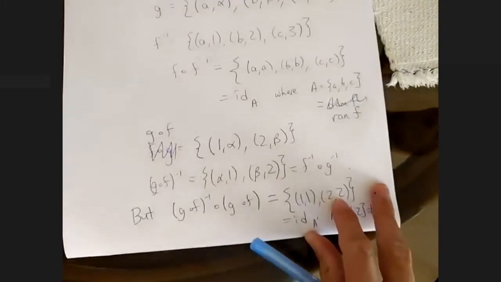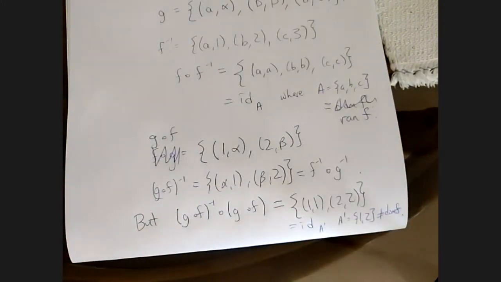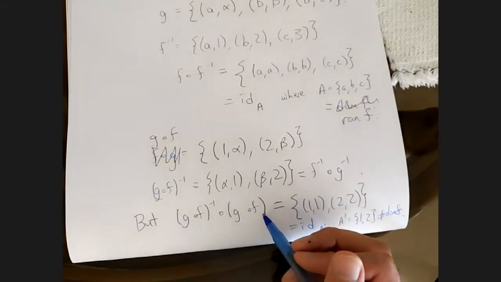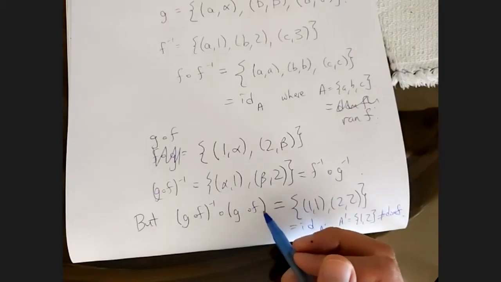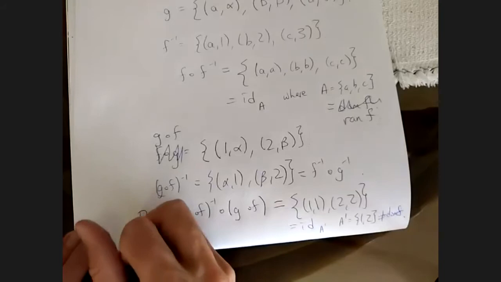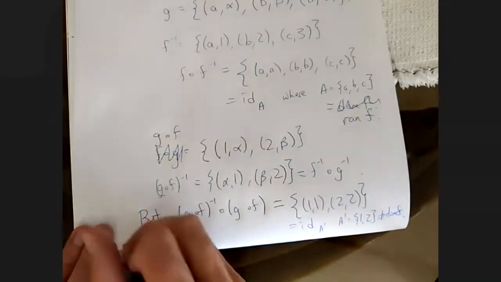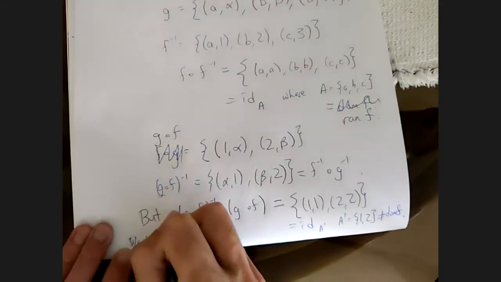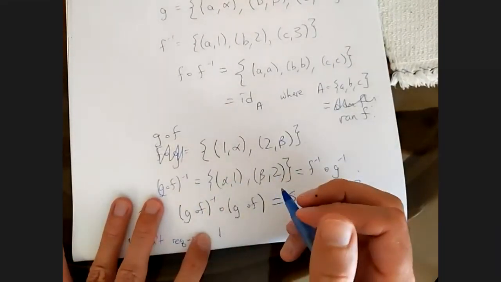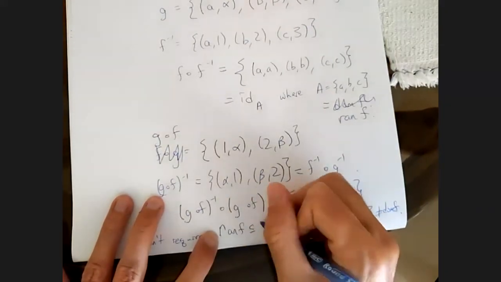I just wanted to do this example to remind you that when you compose two functions, the domain of g of f might be smaller than the domain of f. The reason is that g of f is not defined at 3. This is an example of something that happens when you don't require that the range of f is contained in the domain of g.